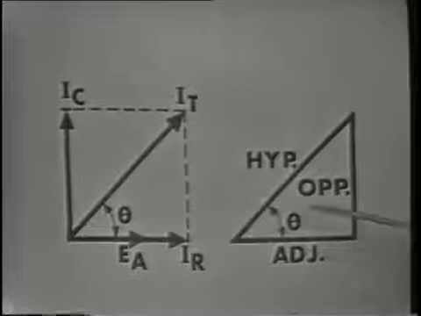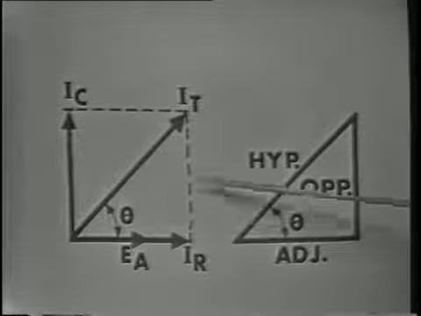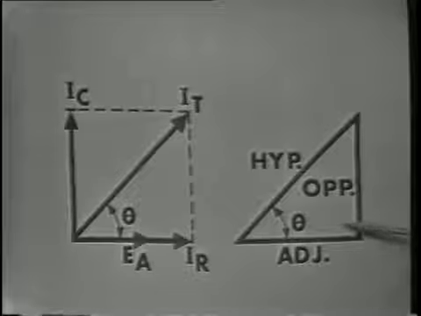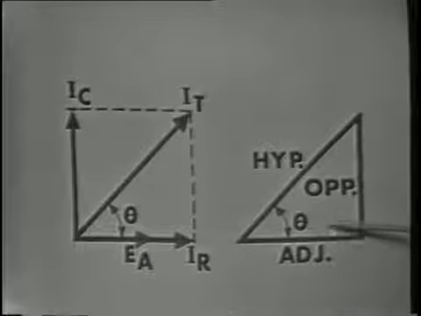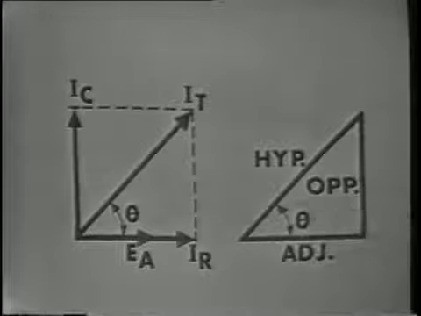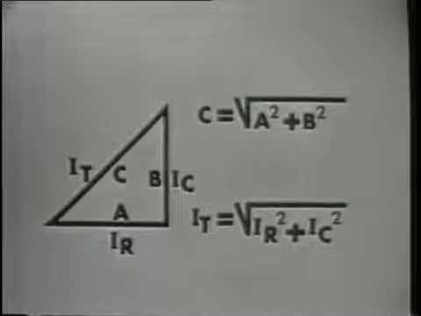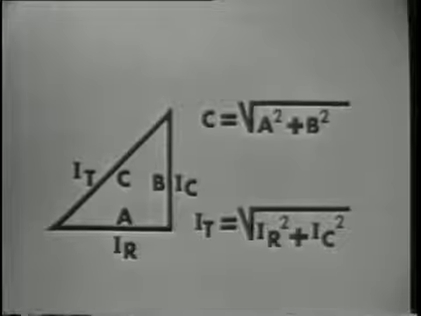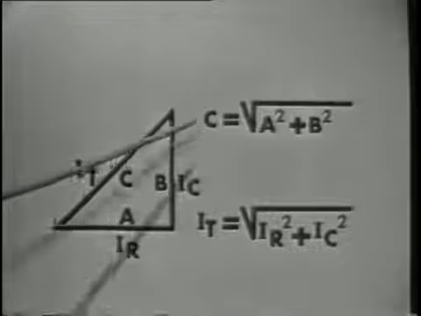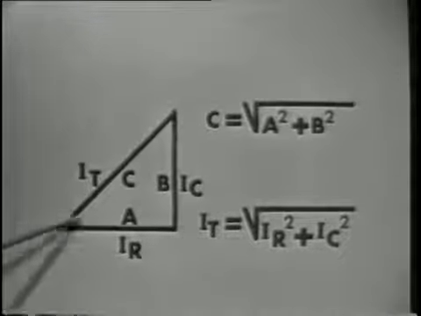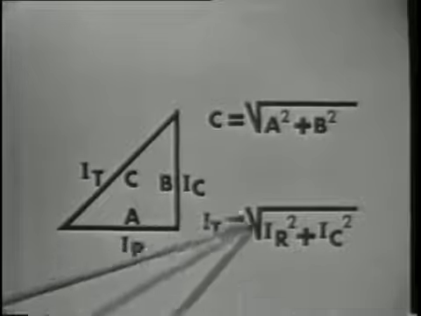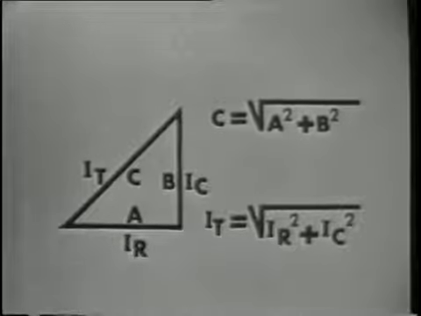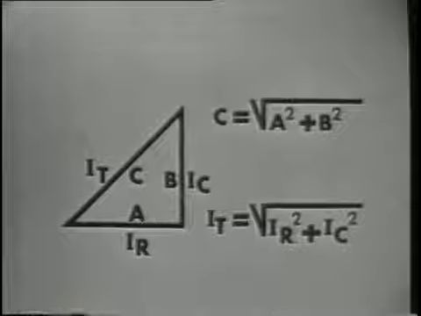Now, since the vectors of the circuit currents are so closely related to the sides of the triangle, the same geometric theorems can be applied. Thus, side C, the hypotenuse, is equal to the square root of side A squared plus B squared. Therefore, IT, or the total current, is equal to the square root of IR squared plus IC squared.